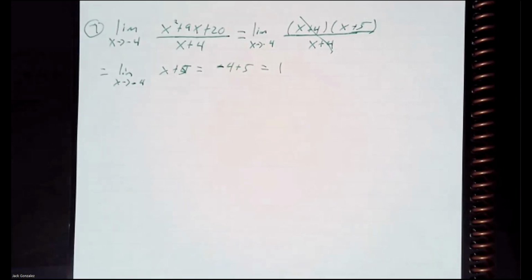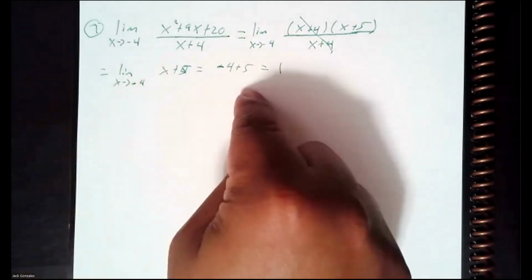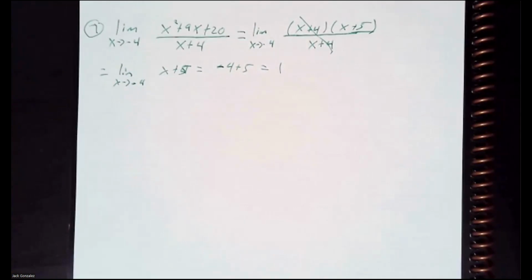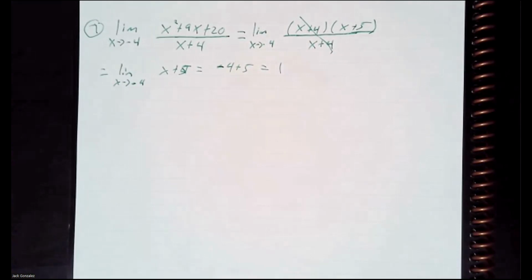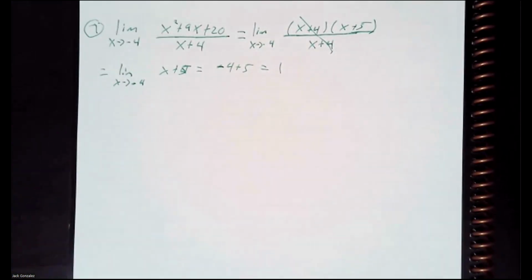So once you plug it in, don't write the limit notation, but you have to write it every single time until you decide to plug it in. So this tells me you've taken the limit. So the limit would be equal to 1. That's fine. The more steps, the better.